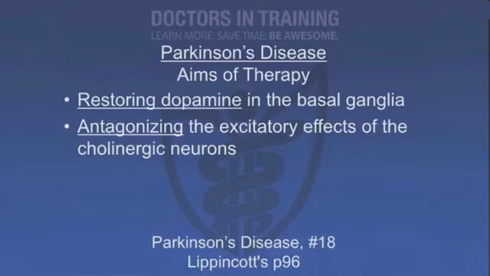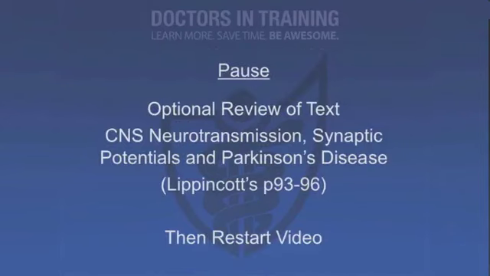So the symptoms of Parkinson's disease reflect an imbalance between the excitatory cholinergic neurons and a greatly diminished number of inhibitory dopaminergic neurons. The loss of inhibition of the indirect pathway is much more important in Parkinson's disease than the loss of stimulation of the direct pathway. And our therapies are aimed at restoring dopamine in the basal ganglia and antagonizing the excitatory effects of the cholinergic neurons. Now let's pause for a moment and review the material that was just covered.